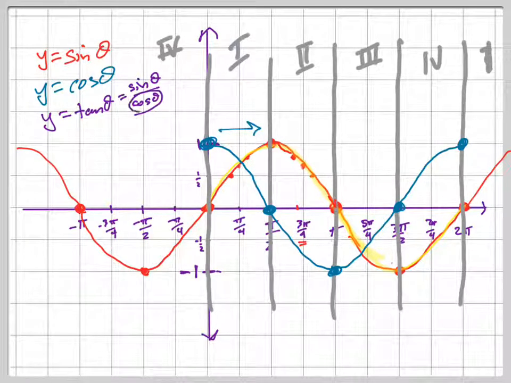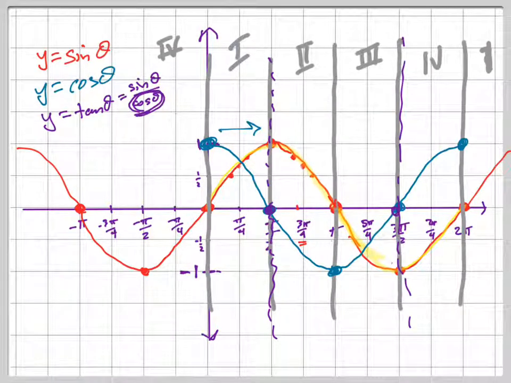So whenever the cosine equals 0, are you allowed to divide by 0? Is that legal in math? No. So you're going to have an asymptote wherever the cosine equals 0. So here's my cosine equals 0. That's going to be an asymptote. Anytime the cosine equals 0, which is the blue graph, that's going to be an asymptote for your tangent graph. So your tangent graph has asymptotes at pi over 2, 3 pi over 2, and anything else related to it.